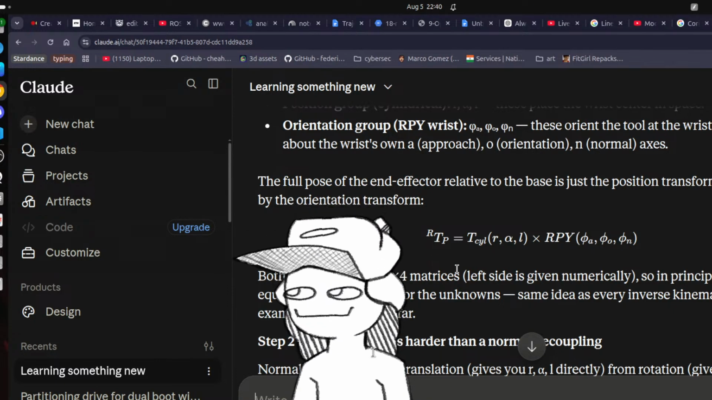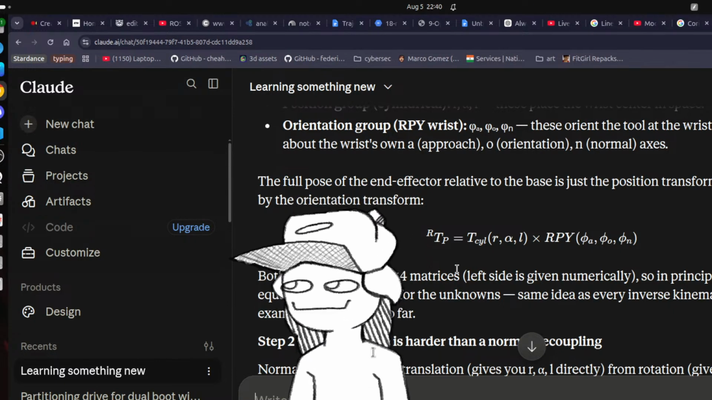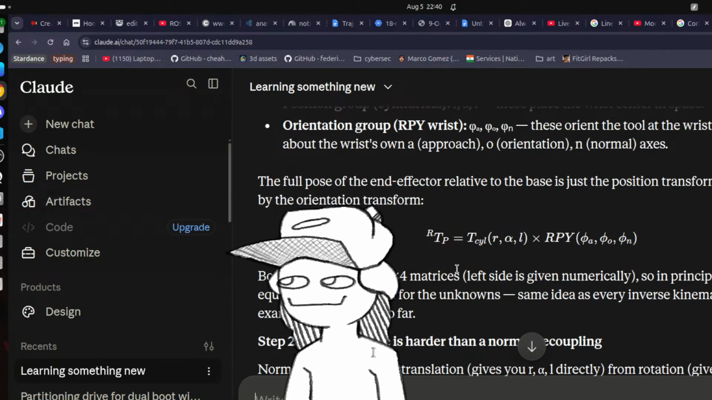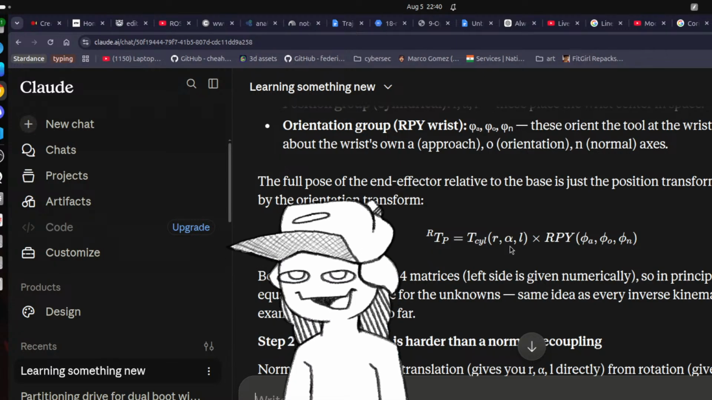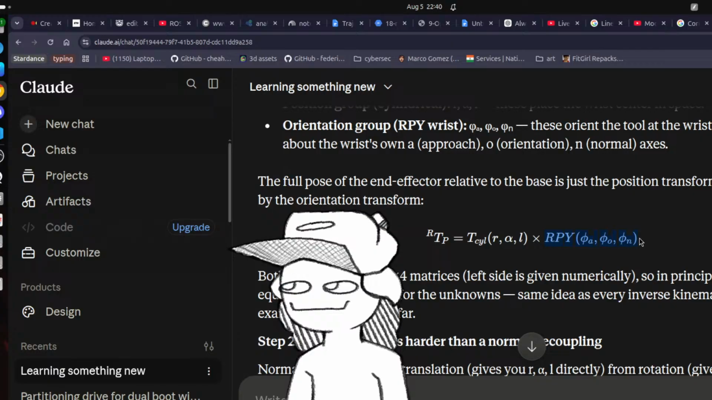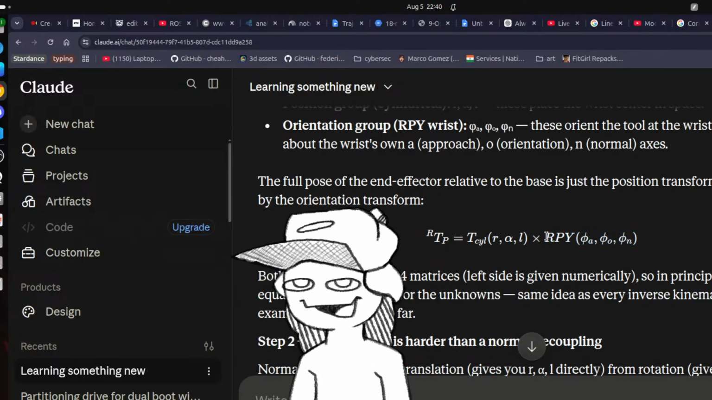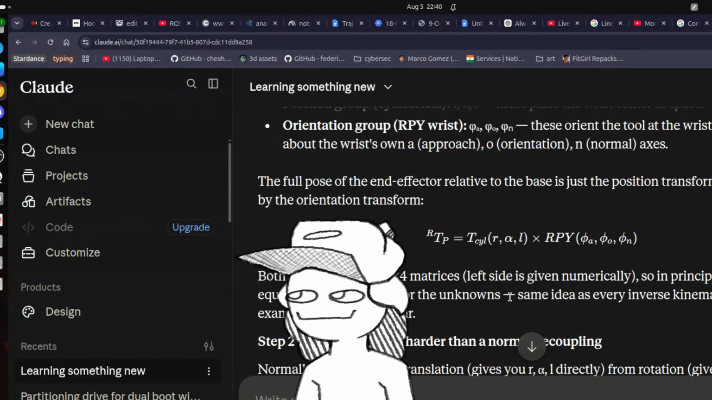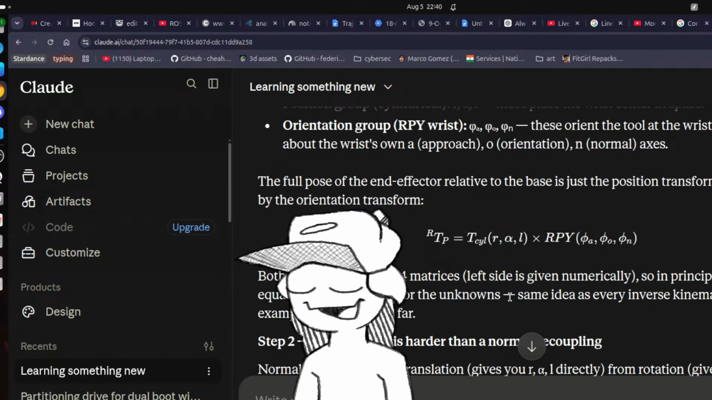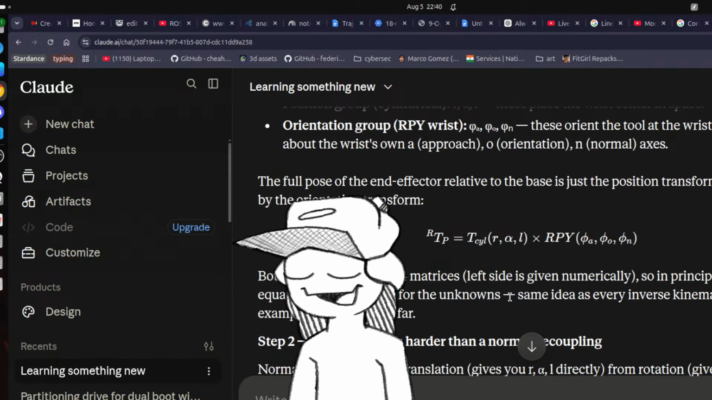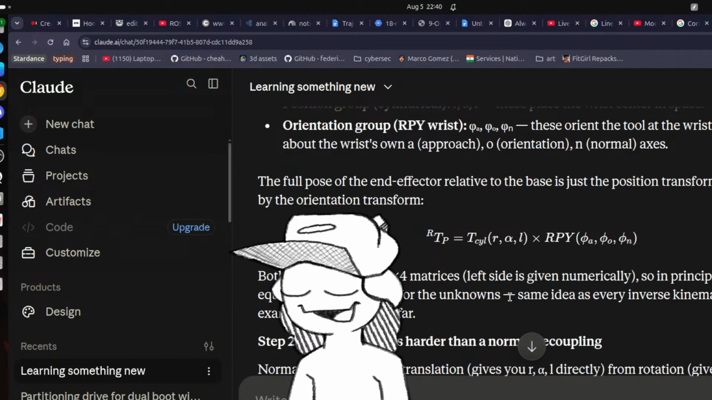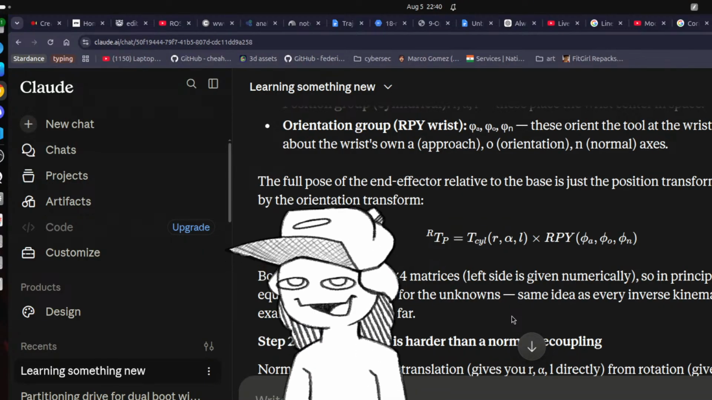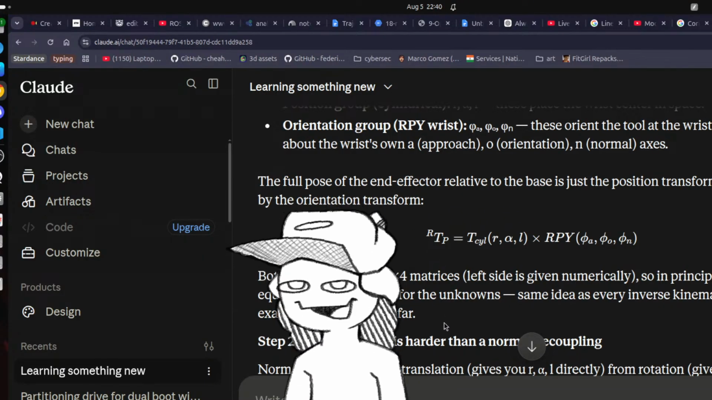Yeah, I guess. Both the sides are known, the reason being this orientation is done relative to the frame itself. Both sides are known for 4 by 4 matrices. So in principle, you just equate entries and solve for the unknowns. Same idea as every inverse kinematics example we've done so far.